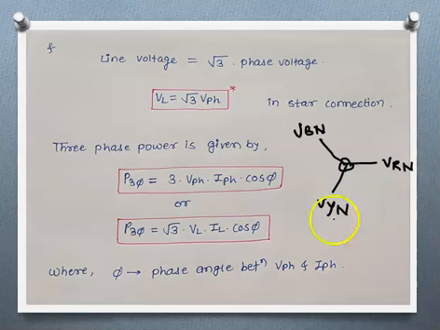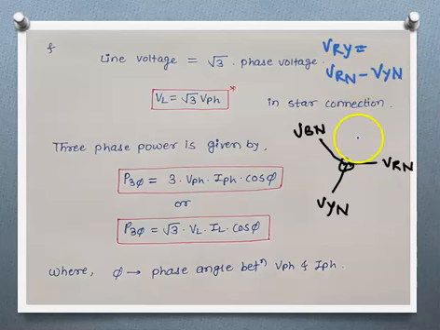So VRY is the voltage across R phase and Y phase. Okay, it is the potential difference between R phase and Y phase. It is denoted as VRY. So it is the difference between R phase voltage minus Y phase voltage.